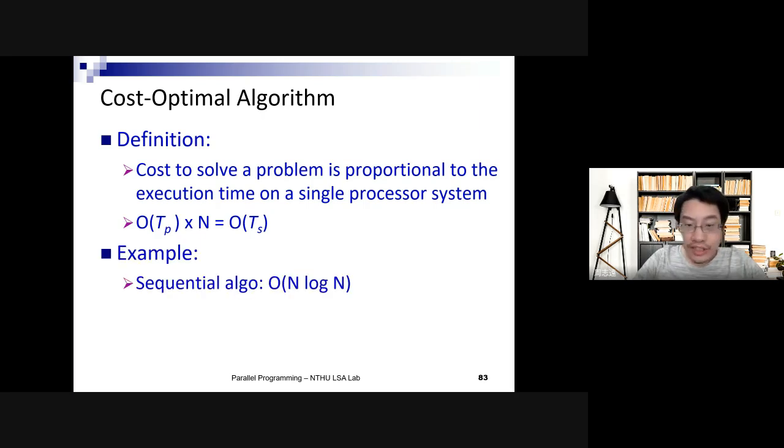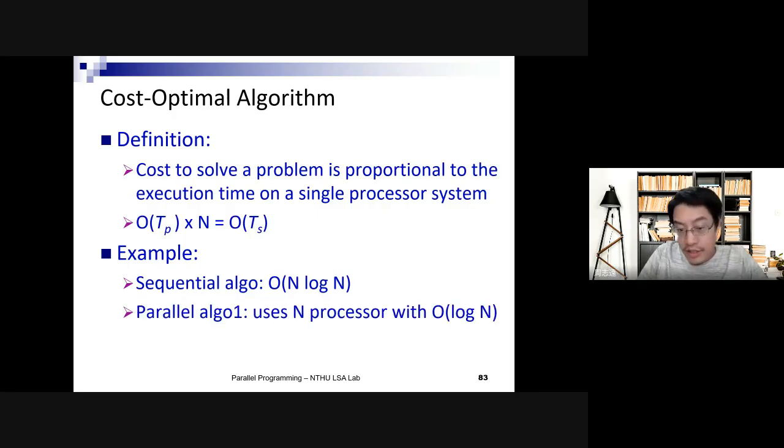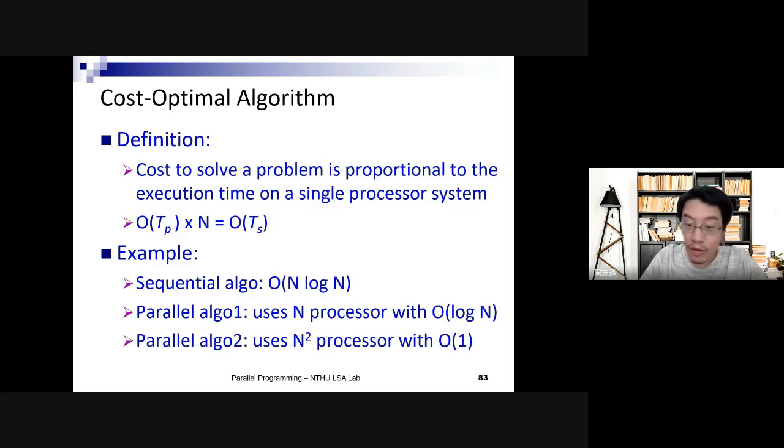So the interesting thing here is, let's see an example of why this cost optimal notion can sometimes be misleading or different from what you were thinking. Let's just take a sorting algorithm as an example. We all know the optimum complexity is n log n, right? Let's say you invent a parallel algorithm that can use n processors and reach O(log n) complexity. Then this is a cost optimal algorithm, obviously, and everything seems fine and normal.